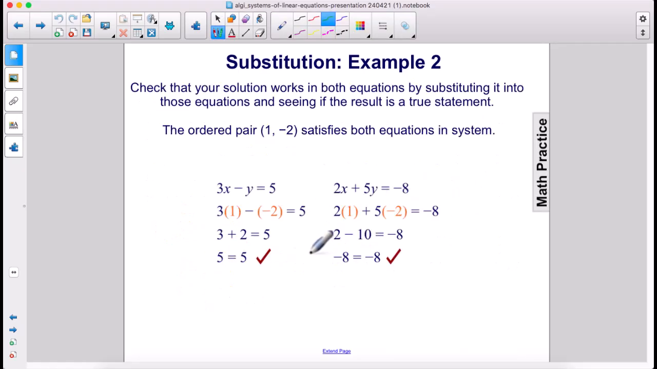Check that your solution works in both equations by substituting it into those equations and seeing if the result is a true statement. The ordered pair 1, -2 does satisfy both equations in the system.